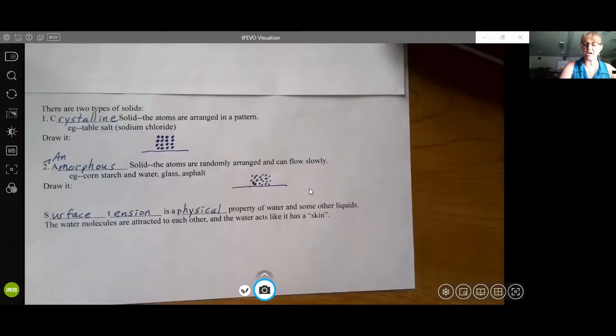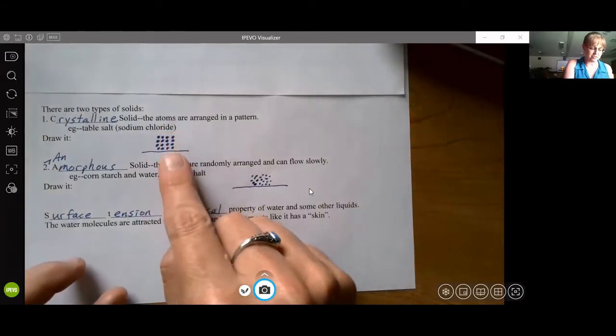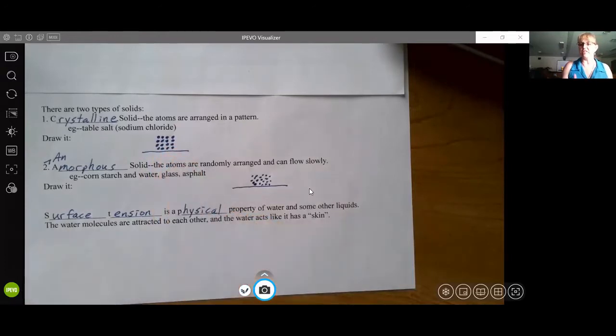Finally, I'd like to talk to you about two types of solids and a unique physical property of water. First of all, the two types of solids are crystalline solids and amorphous solids. In a crystalline solid, the atoms are arranged in a pattern. For example, they're all lined up in nice, neat little crystalline structures in a crystal lattice, a crystal pattern. And this pattern is what causes the crystals to form internally.